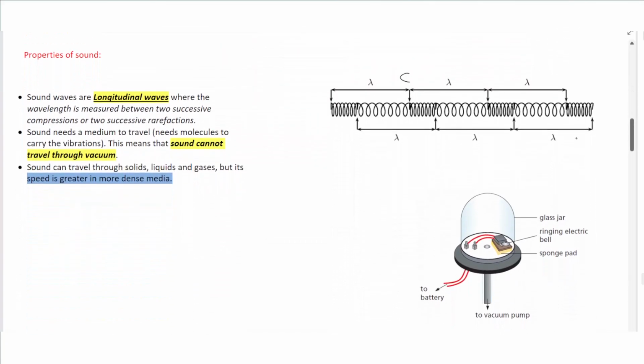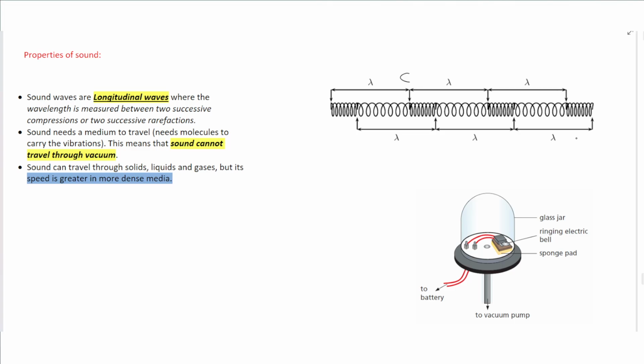Now, sound has several properties. First, it is one of the only types of longitudinal waves we have in the syllabus. The other one is the S waves or the P waves in the seismic waves or the earthquake waves.